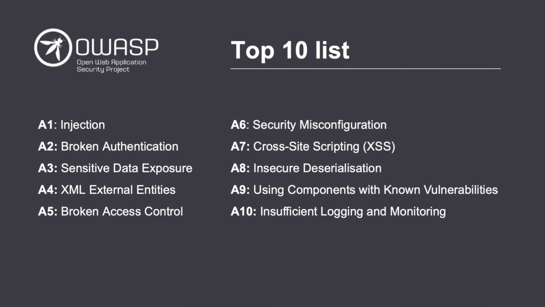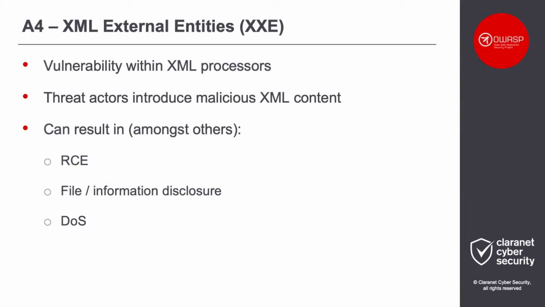So this is the list of the top 10 most critical vulnerabilities as they currently stand. And today we'll be looking at A4 XXE. So XML external entity injection attacks are vulnerabilities within XML processes in which threat actors introduce malicious XML content to perform arbitrary actions. These can result in, among others, RCE or remote code execution, file or information disclosure, as well as denial of service attacks.